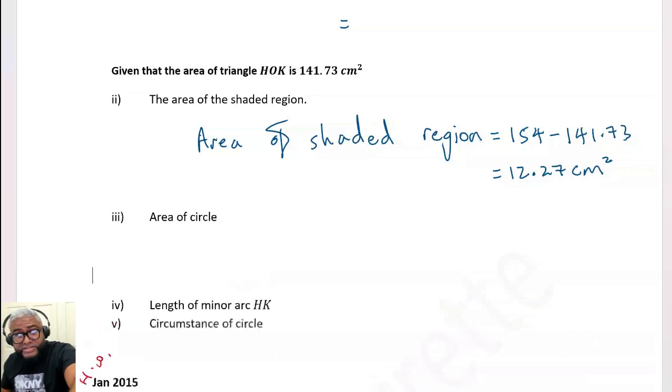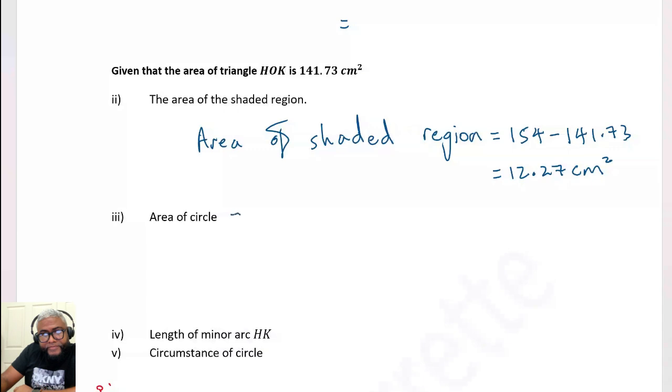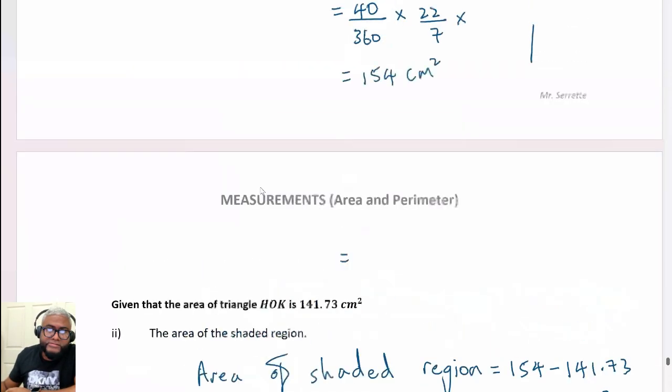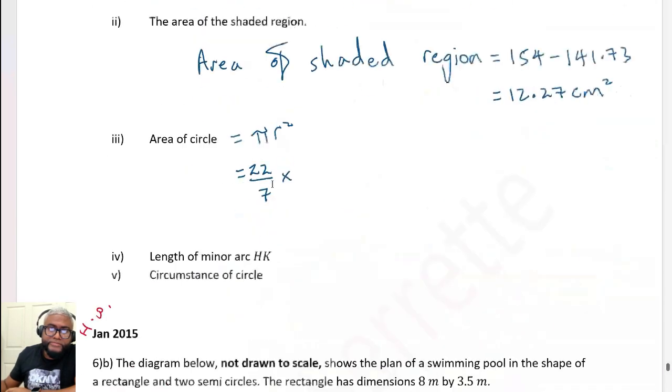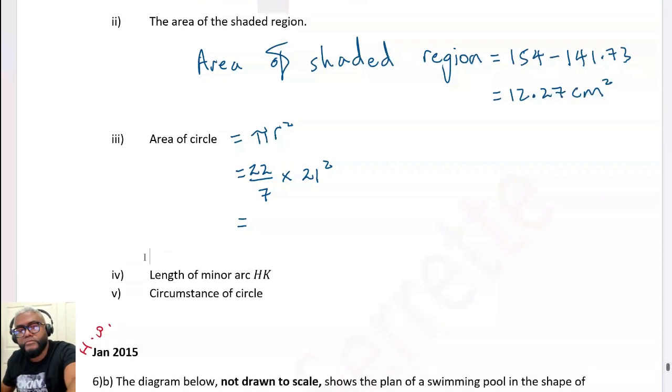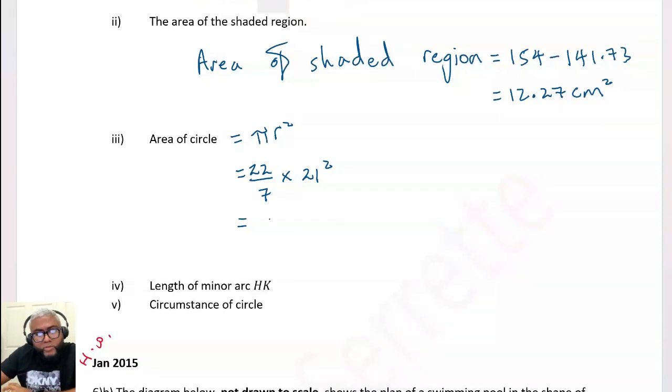Area of the circle. What's the formula for area of a circle, my children? Pi r squared, sir. Right, easiest thing in the world. So pi will be 22 over 7 multiplied by radius. What is radius? 21, sir. 21 squared, which will give me what? 1,386. 1,386 centimeters squared. We find the area of the circle.